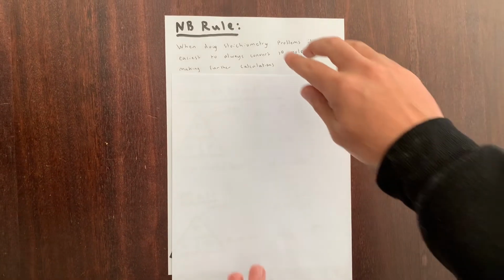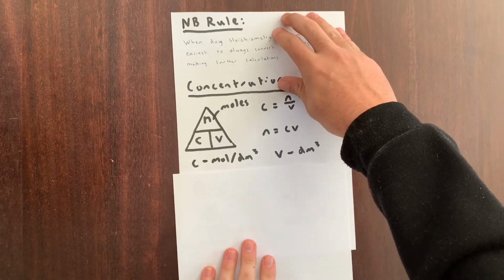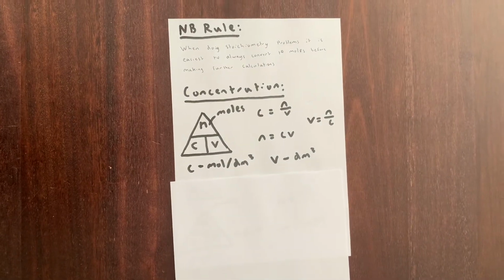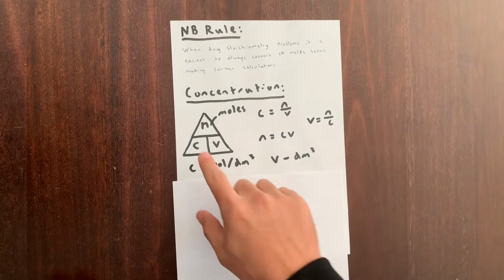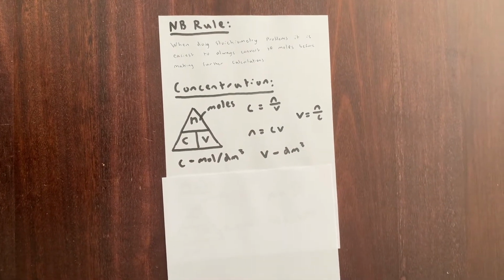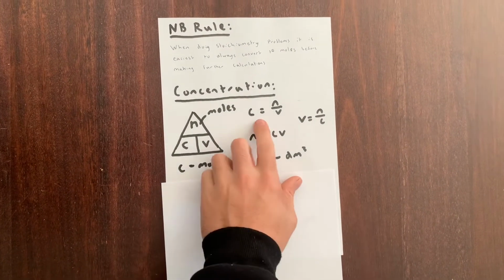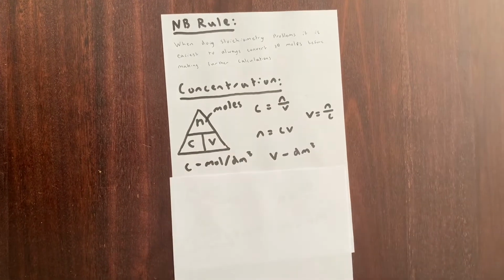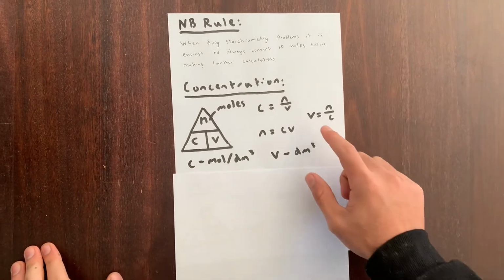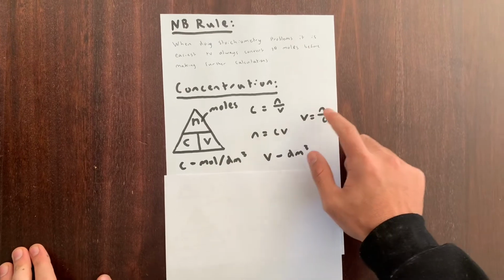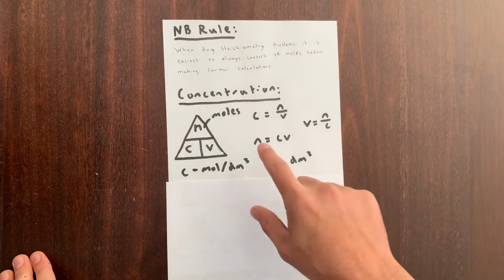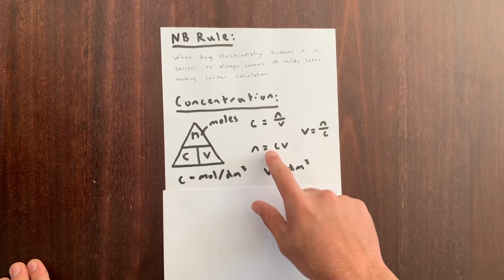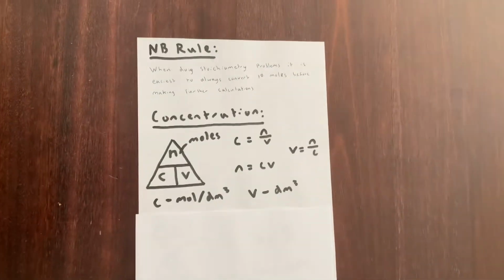Okay guys, so the two equations we're going to be using today: firstly, concentration. I just drew the triangle there: we have moles at the top, volume over here, and concentration. So the equations are: concentration is equal to moles over volume, which is directly from the triangle. Volume is equal to moles over concentration, which we won't be using today, but is quite an important one. And moles is equal to concentration times volume.